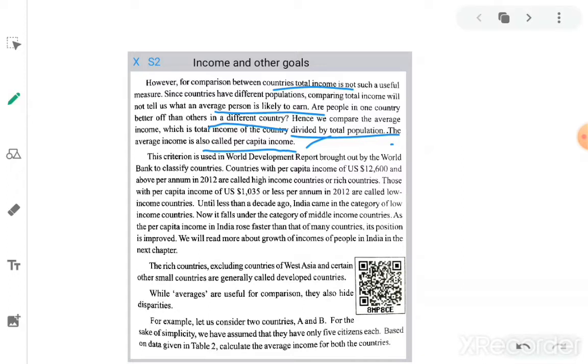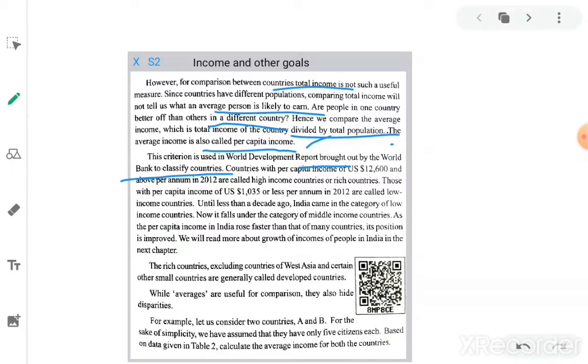This criterion is used in the World Development Report brought out by the World Bank to classify countries. In the keywords we learned about UNDP, the United Nations Development Programme. That organization takes out these reports, and they have some relations with the World Bank. By the World Bank, they get reports on the countries.